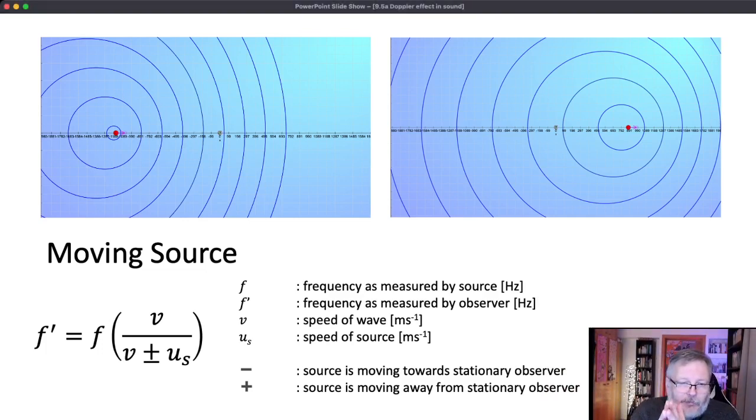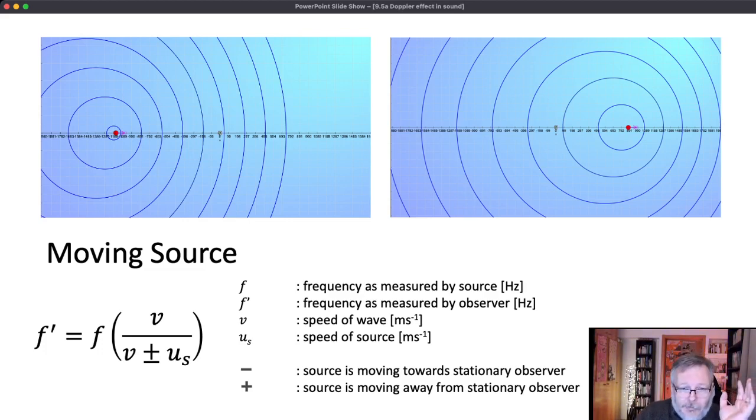Now, I'm not going to go through the derivation of the equation, but this is the equation for the observer. This equation is the equation you use if you have a stationary observer and a moving source. And before you ask, if you have a moving observer and a moving source, it's a little bit more complicated, but we don't need to worry about that, because at the IBDP physics level, even at higher level, you're stuck with just a moving source or a moving observer, not both. So for a moving source, this is the equation you use.